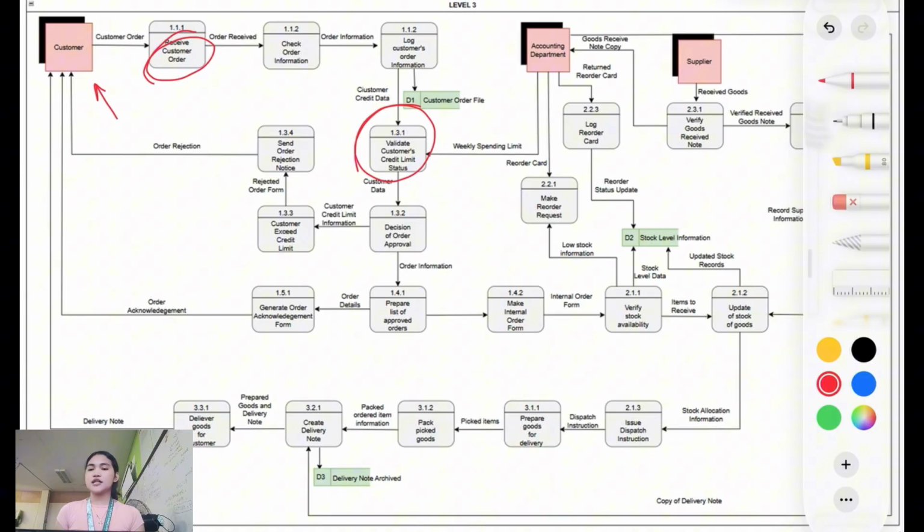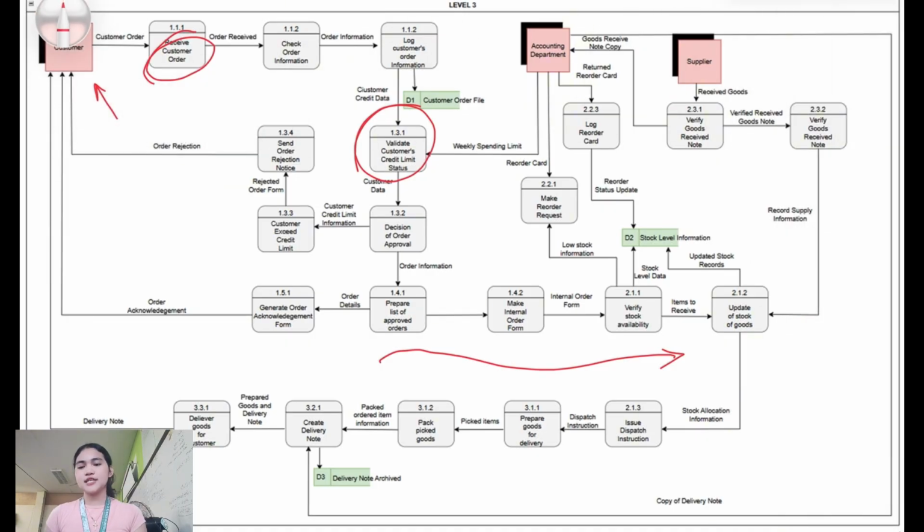If stock levels are insufficient, the system logs a reorder request and sends it to the supplier. The supplier delivers the goods. The received items are verified using a goods received note. The delivery is recorded and inventory records are updated to reflect the new stock levels.